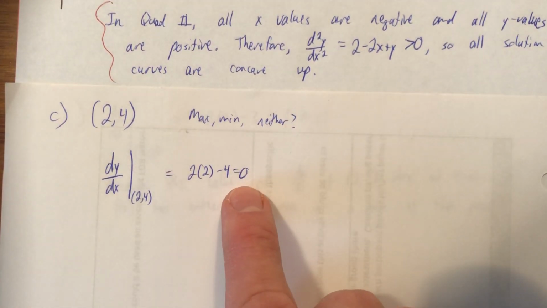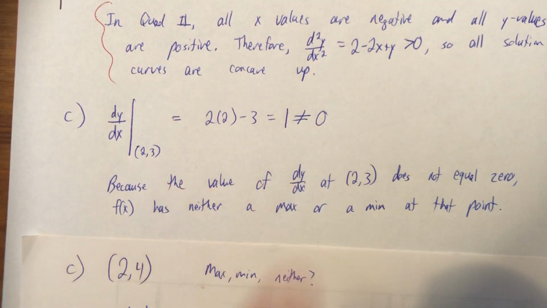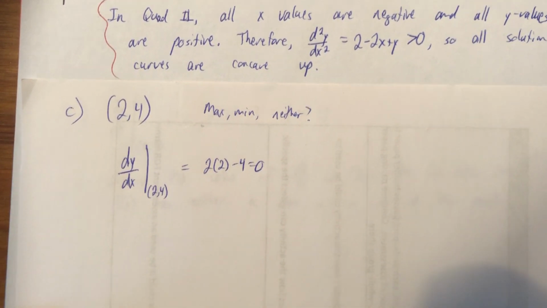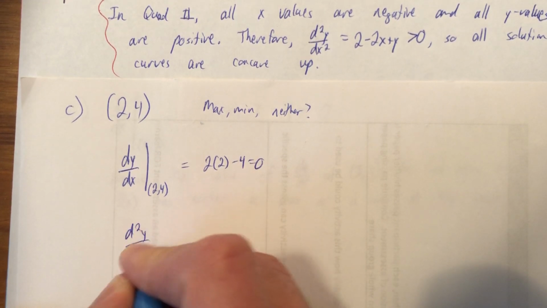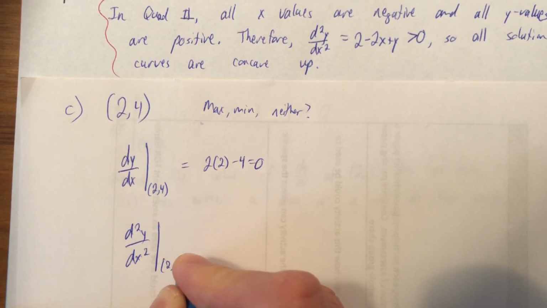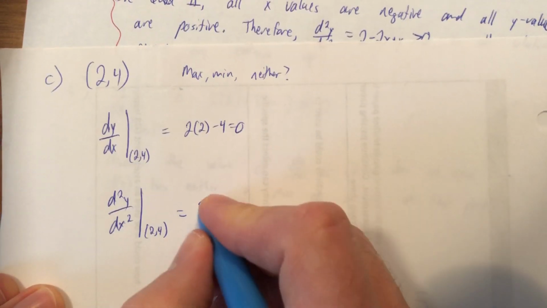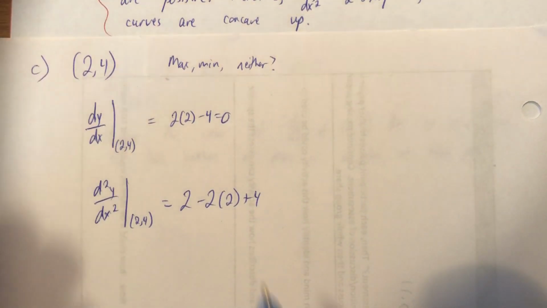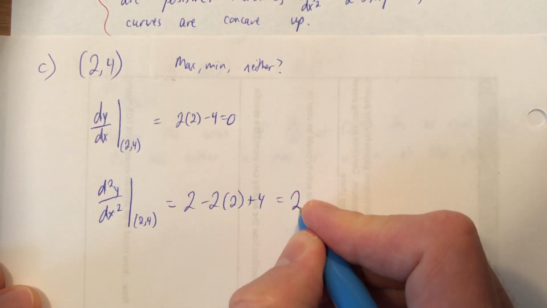So once I have this, I didn't in what they asked me, but if I did, then I would go further and I would find the value of the second derivative at that point, at 2, 4. And the value of the second derivative is something we've already found, so I'm going to go 2 minus 2 times 2 plus 4, and that gives me 2.